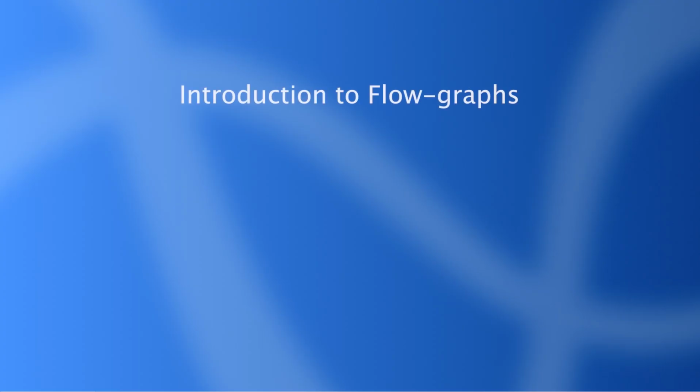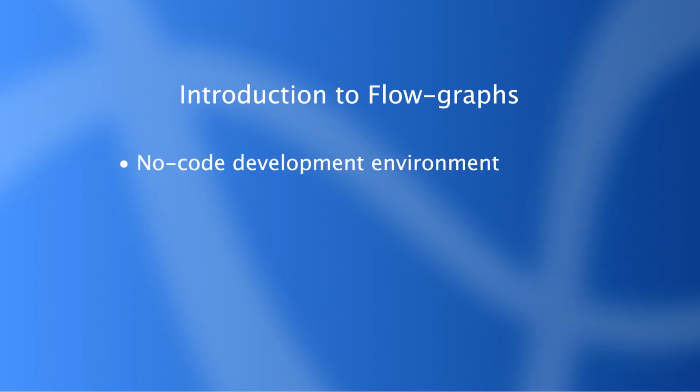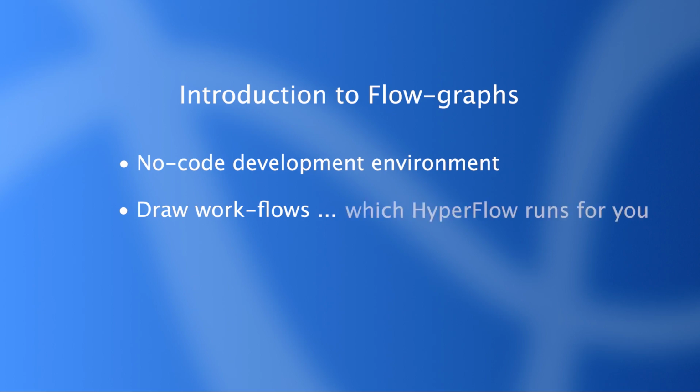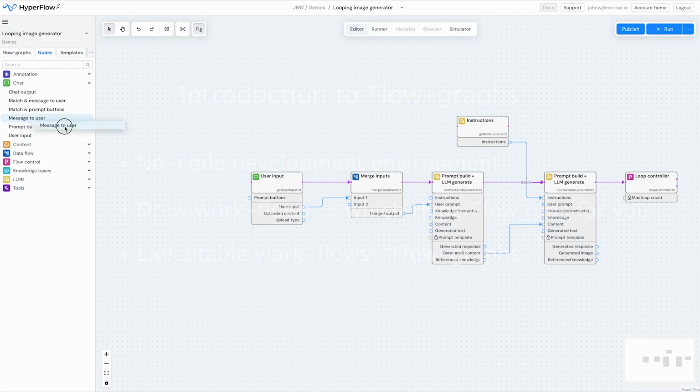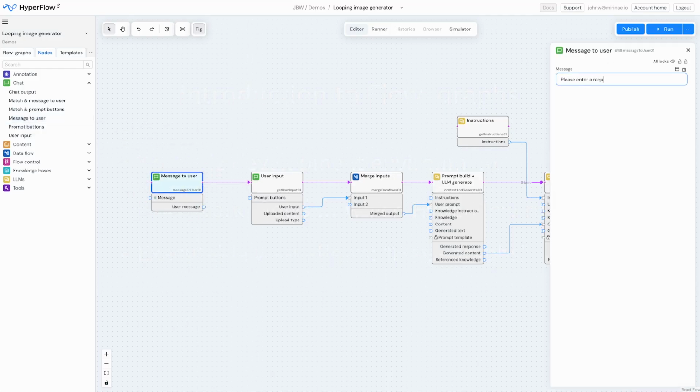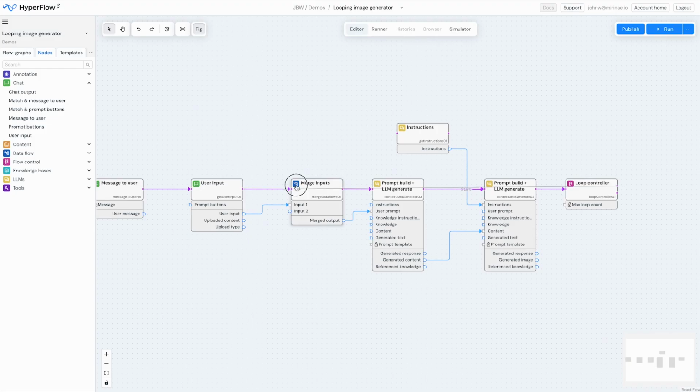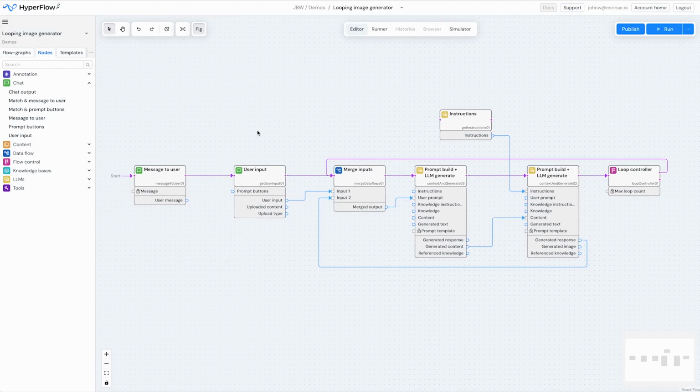In this video, we're going to introduce flow graphs, the fundamental development tool in HyperFlow. Now, HyperFlow is a no-code development environment for AI applications and AI-assisted workflows. So instead of writing code, you draw workflows for the various tasks and components in your project, and HyperFlow will run them for you. These executable workflows are known as flow graphs in HyperFlow, and most of the development environment UI revolves around building and running and refining these flow graphs.